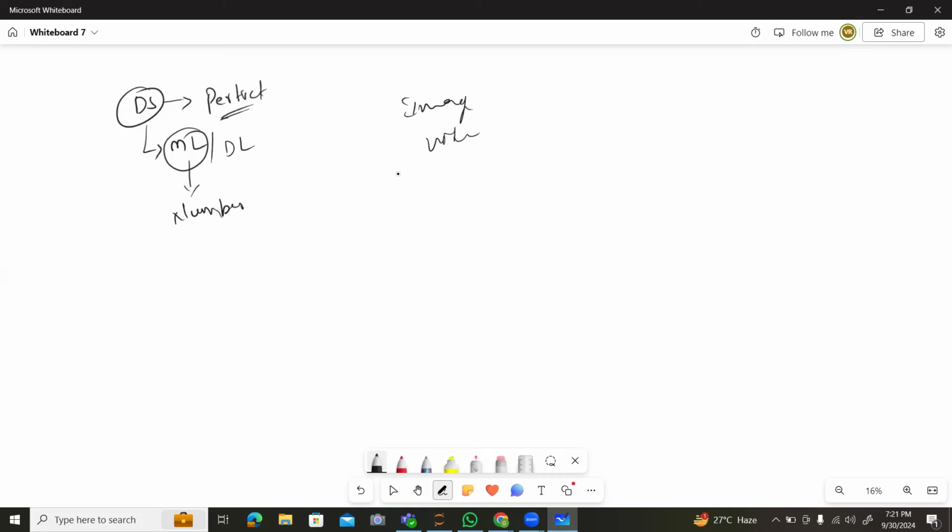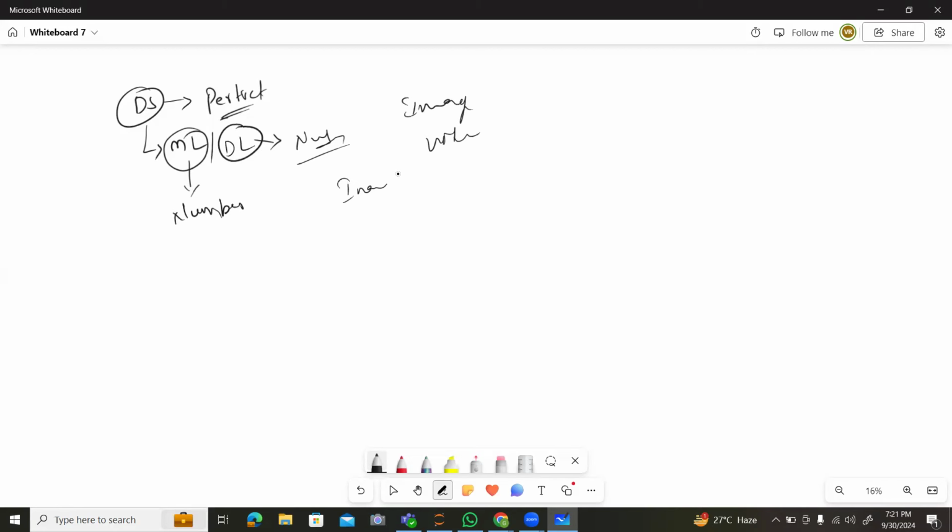That's why deep learning takes over. It works completely on neural networks. It can work on images, videos, numerics, and text. These are the kinds of things present in deep learning.